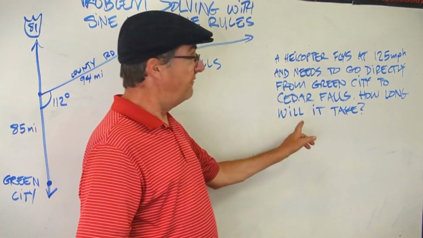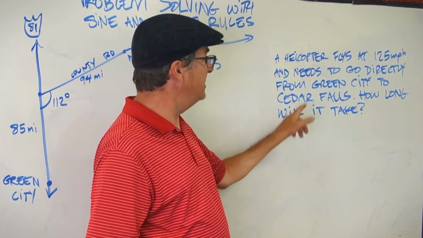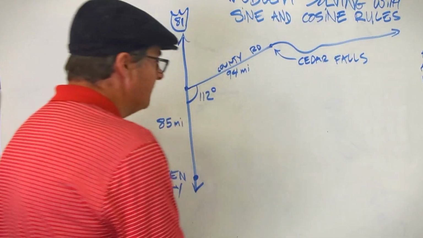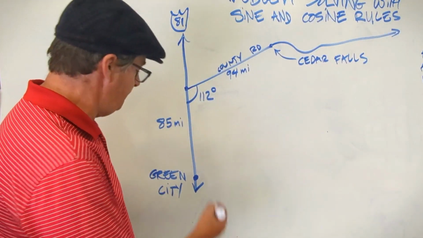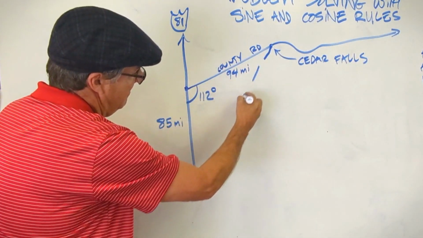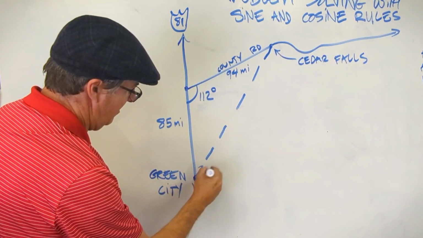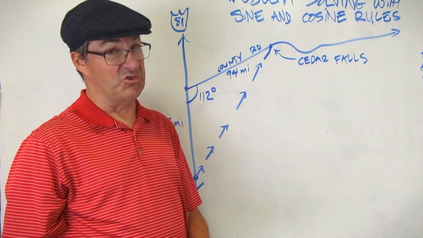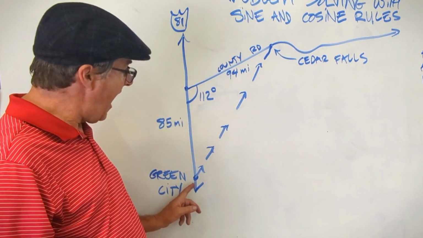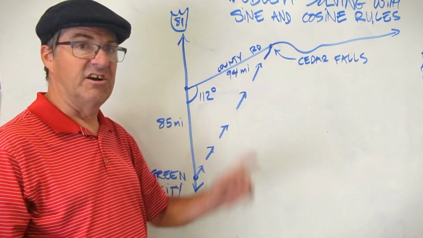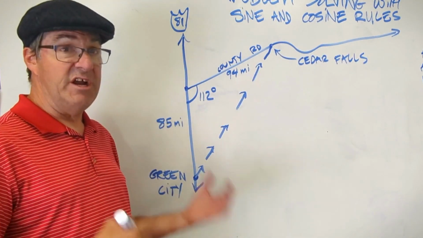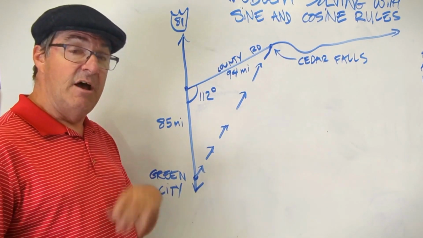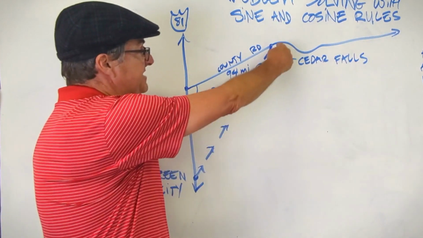Okay, now let's look back at the problem. A helicopter flies at 125 miles an hour and needs to go directly from Green City to Cedar Falls. So check this out. I'm going to draw on my diagram. And that's the way the helicopter is going. It doesn't have to stick with the roads. It can go straight there. So we want to find out how long it takes to go from here to here. In a rate problem, if you're trying to figure out the time, you need to know the rate and the distance. We'll get to that in a minute. But right now, we just need to find that distance.